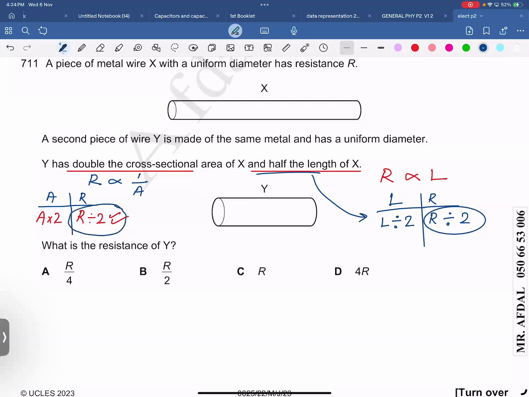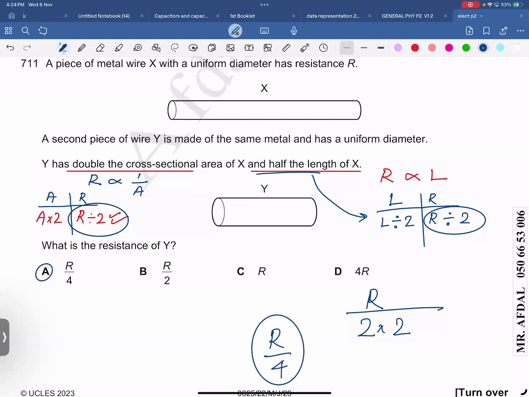Resistance is half because of length. Resistance is half because of area. So overall resistance will be divided by 2 and divided by 2. Divided by 2 because of length, divided by 2 because of area. So overall resistance will be divided by 4. The right option is A.